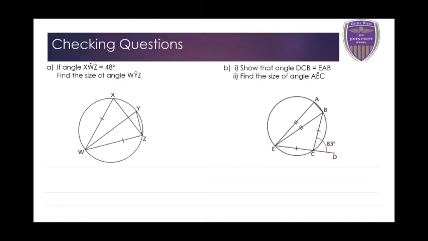Okay, so first of all, let's go through the answers. Let's go through question A first of all. So we're told that angle XWZ is equal to 48 degrees. So that is this angle here, and we're told that that is 48 degrees. Okay. Now, I have an isosceles triangle here.